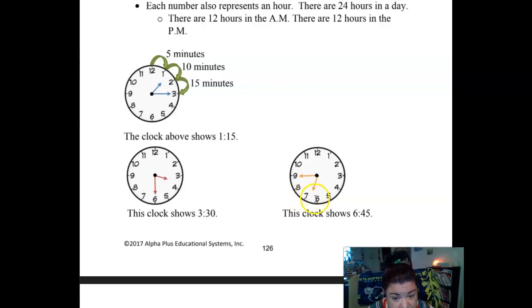Not before the 7. It's still after the 6, between 6 and 7. So it'll be 6, and then we got to count these: 5, 10, 15, 20, 25, 30, 35, 40, 45. So it's 6:45. The best thing to do is to memorize what the 12, 3, 6, and 9 stand for. The 12 is 0, the 3 is 15, the 6 is 30, the 9 is 45. You want to memorize that. You just times them by 5, but they can be memorized. So 0, 15, 30, and 45.